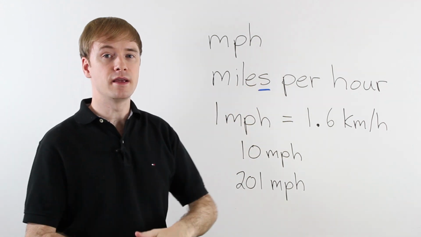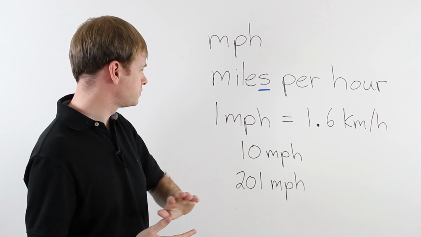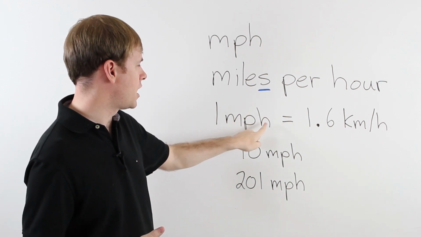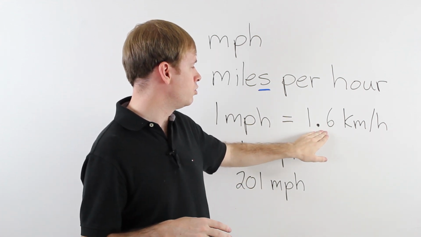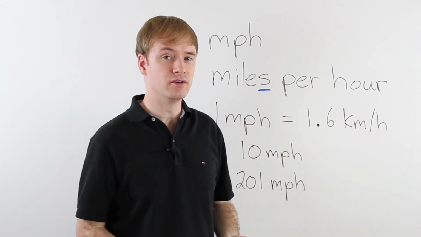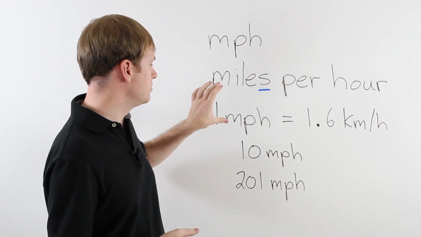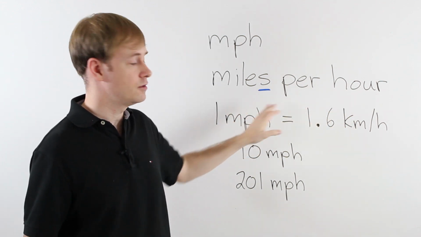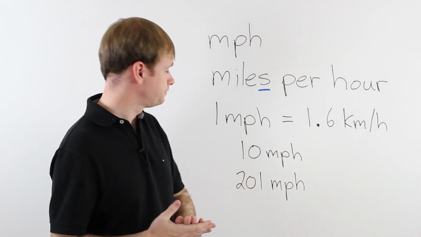Again, we have to say miles per hour. And 1 mile per hour is equal to about 1.6 kilometers per hour. Okay? So again, this is the imperial system, this is the metric system. A little bit different, okay? So let's practice expressing these two.